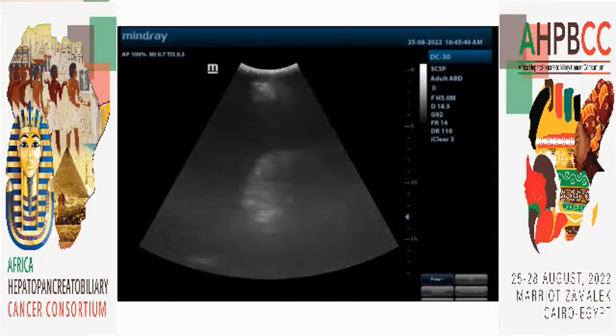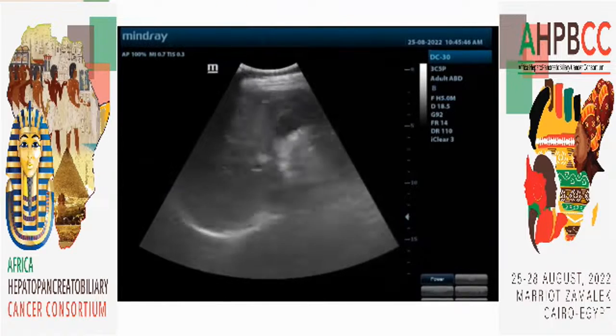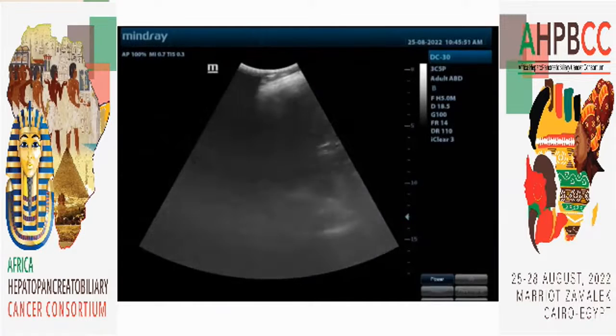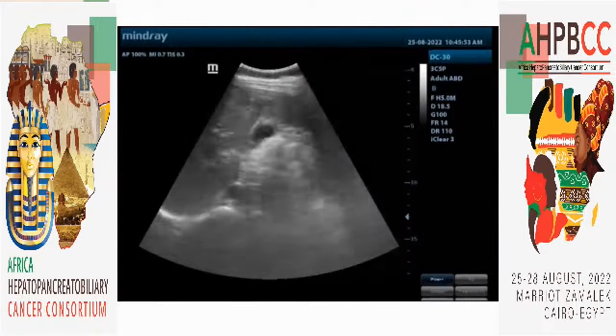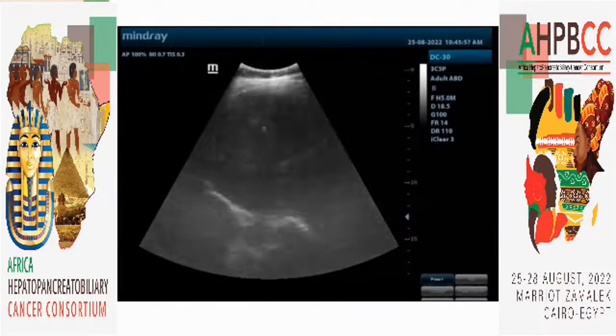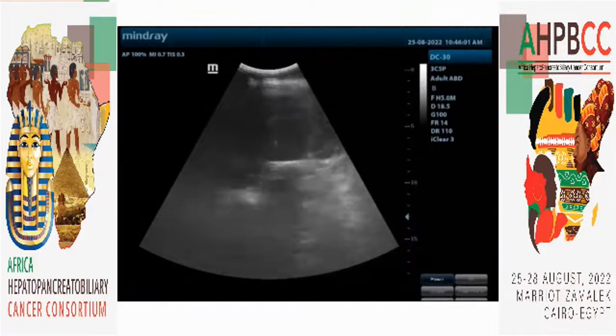On scanning the rest of the liver, to exclude the presence of any other concomitant hepatic focal lesion, each space will be scanned from the dome of the liver. Again, the liver is not cirrhotic, right? Yes, the liver is not cirrhotic, and I couldn't see any other focal lesions.